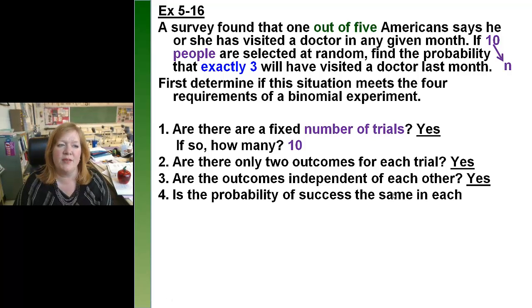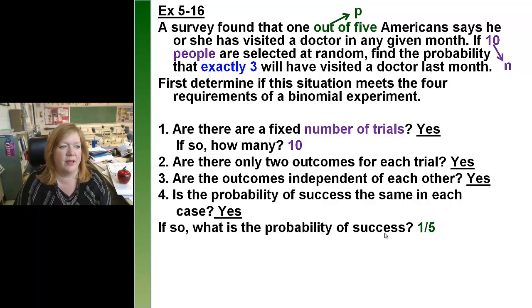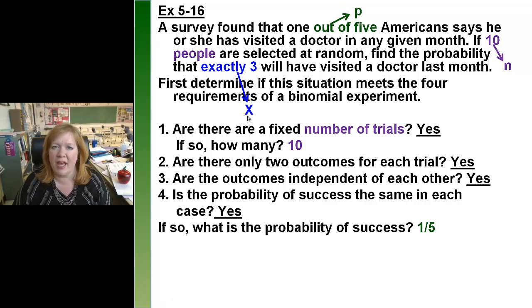Is the probability of success the same in each? Yes. Either they did or they didn't. It's 1 out of 5 is the probability for each case. So that's your p, little p. If so, what's the probability of success? 1/5, 1 out of 5. You could also put 0.2 if you prefer. Exactly 3, like I said, that's your x. That's your number of successes.